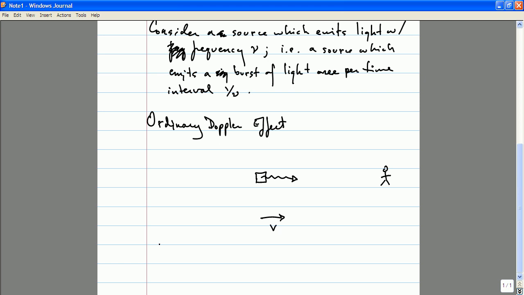Okay. So if the source is moving towards me, then the usual Doppler effect says that the frequency increases.